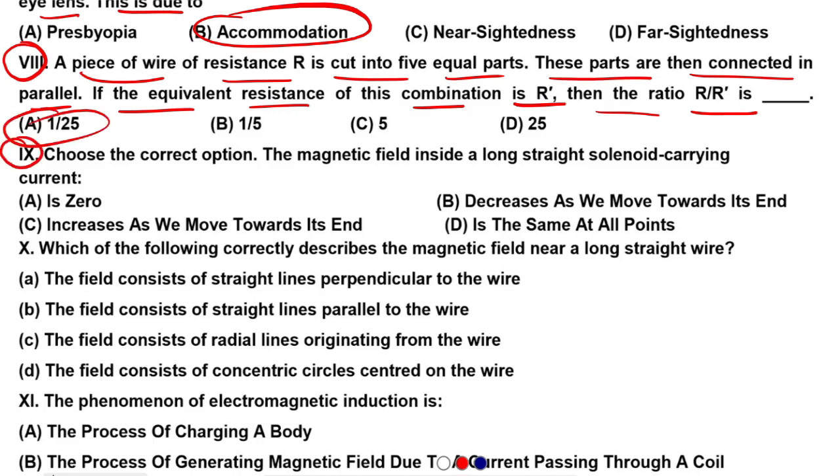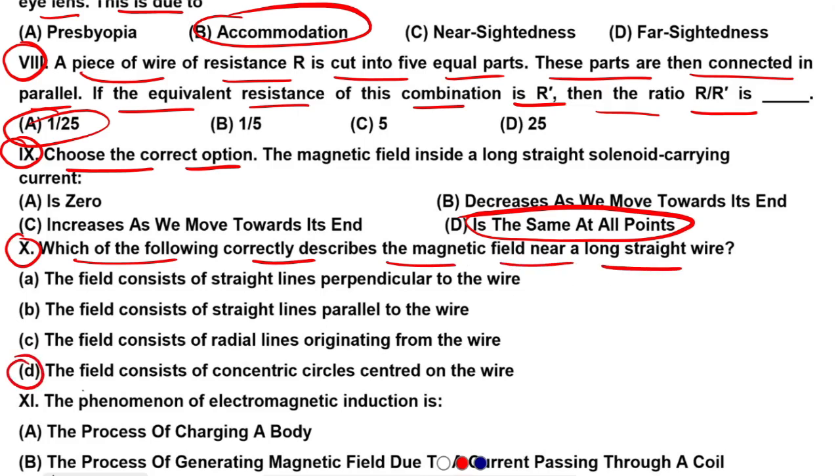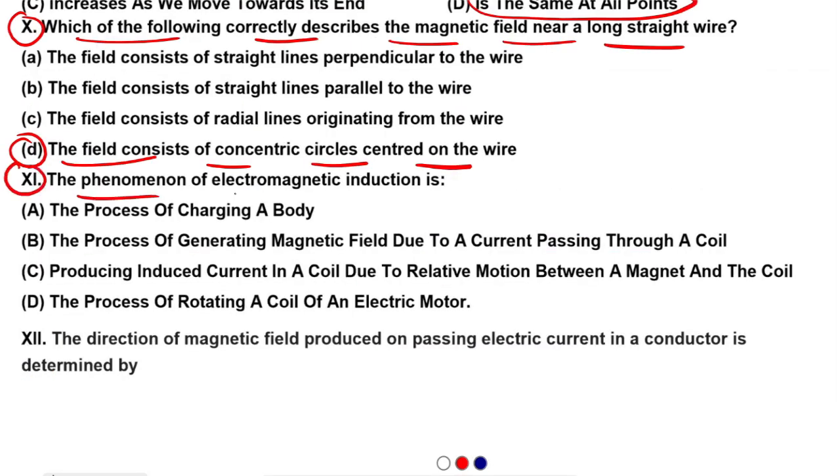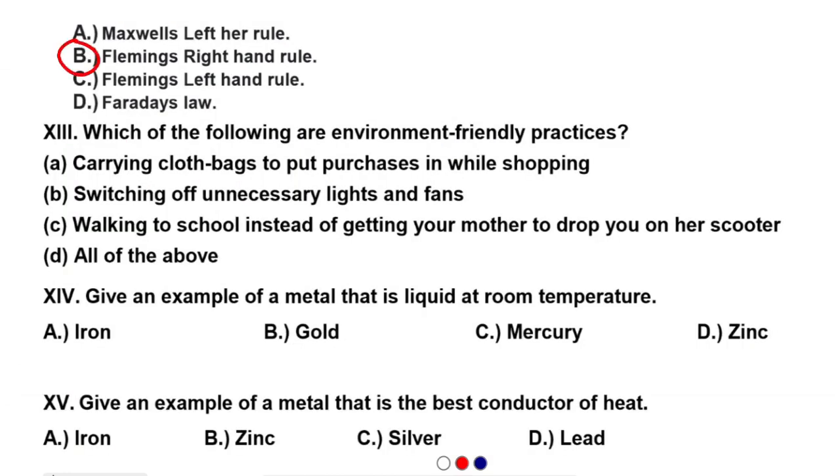25. Next, choose the correct option. Is the same at all points. Next, which of the following correctly describes the magnetic field near a long straight wire? Option number D. The field consists of concentric circles centered on the wire. Next, the phenomenon of electromagnetic induction is option number C. Next, the direction of magnetic field produced on passing electric current in a conductor is determined by option number B.